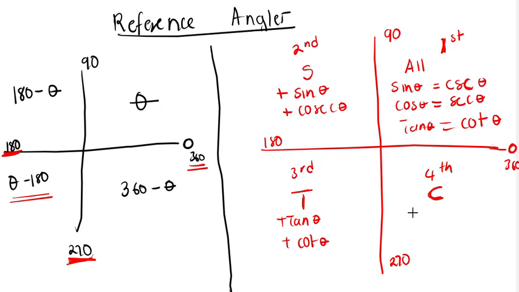And here again is the same thing. What is negative? What is positive? Only cos is positive, and the other one is sec. The rest are negative. So those are the main things that you need to take note of when it comes to that.